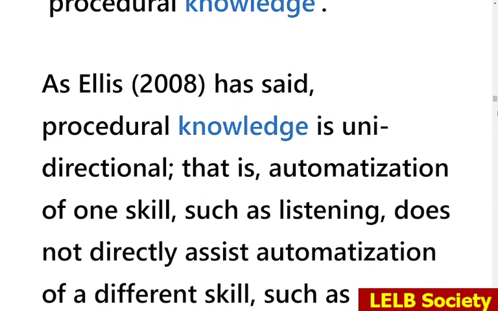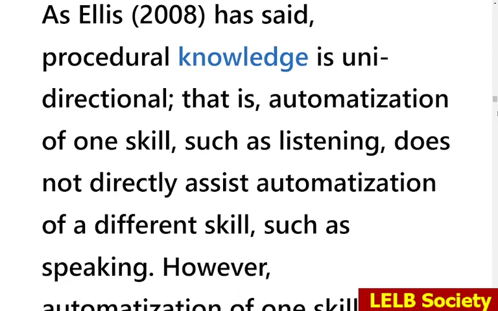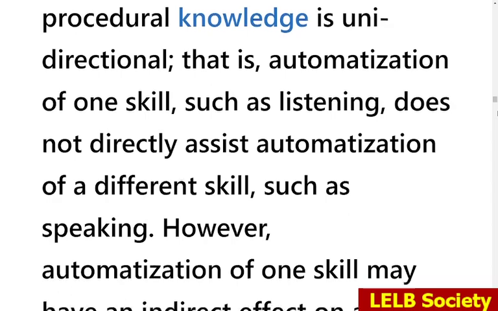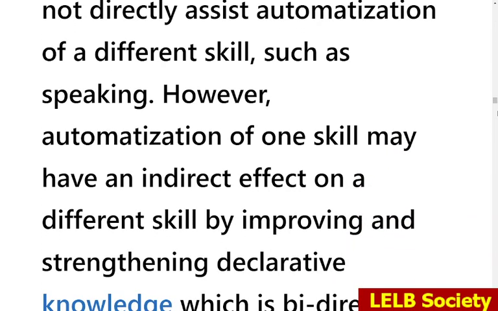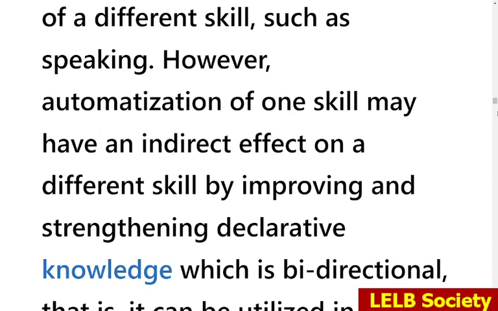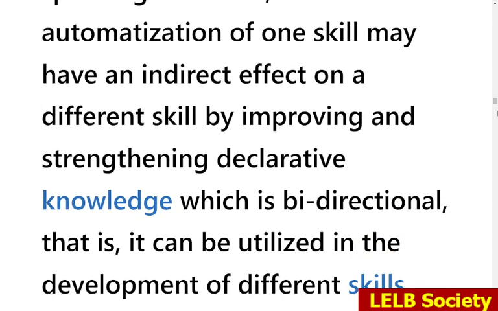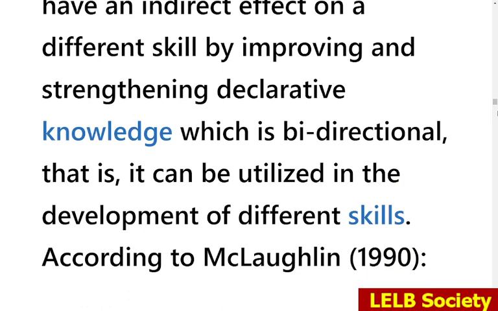As Ellis 2008 has said, procedural knowledge is unidirectional, that is, automatization of one skill, such as listening, does not directly assist automatization of a different skill, such as speaking. However, automatization of one skill may have an indirect effect on a different skill by improving and strengthening declarative knowledge, which is bidirectional, that is, it can be utilized in the development of different skills.